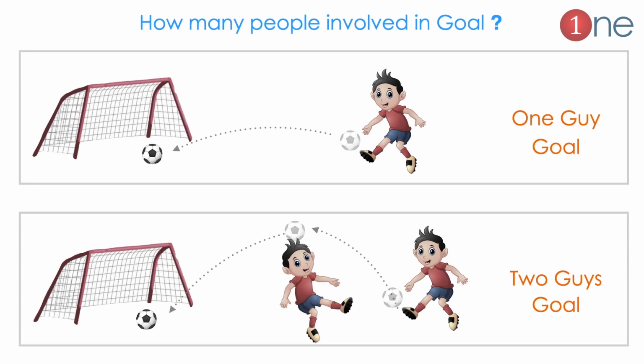Let us see the football. The important thing you should know is how many people are making the goal, whether one guy makes the goal directly or two guys are participating in the goal. This will help you to understand our mechanism. You should know whether one guy made a goal or two guys made the goal.